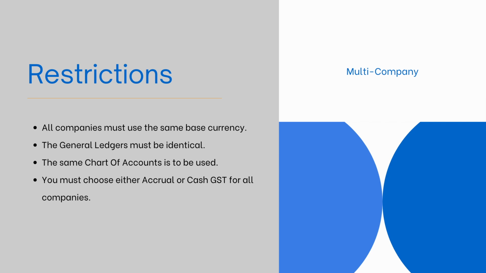There are some restrictions to using multi-company, such as all companies must use the same base currency. The general ledgers must all be identical, and you must choose to use either the accrual or cash GST methods across all companies. You can, however, perform GST sessions for each company at their own cadence, be it quarterly, monthly, or whatever they need.